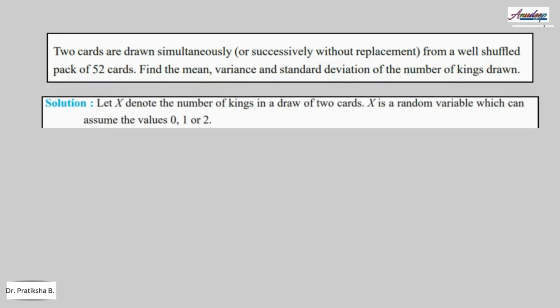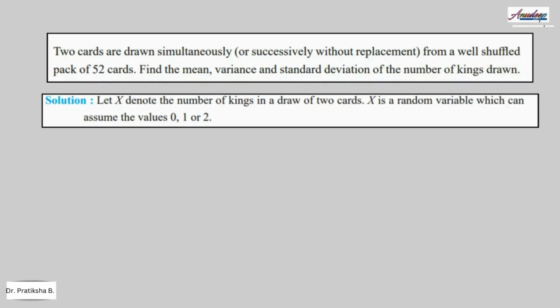So let us assume a random variable x, which denotes the number of kings in a draw of 2 cards. We are just selecting 2 cards. X is a random variable which can assume the values 0, 1 or 2. Like x denotes how many kings you are drawing. Out of 2 cards, there may be no king at all, that is 0; 1 king, that is x equal to 1; and if both the cards are kings, then it will be 2.